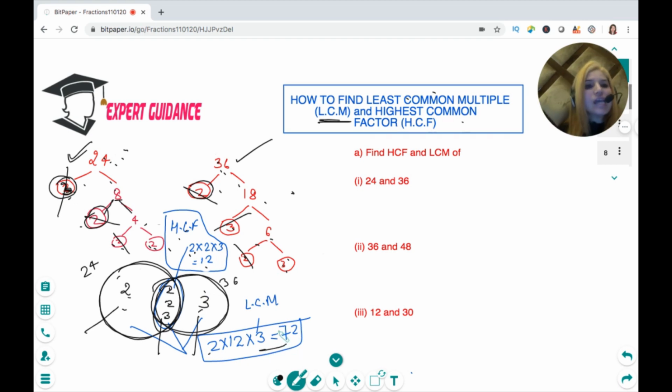Okay, so I hope that is clear to you. Let's take another example. Let's start with 36 and 48. So the first step is we'll find the factors of 36 and 48.